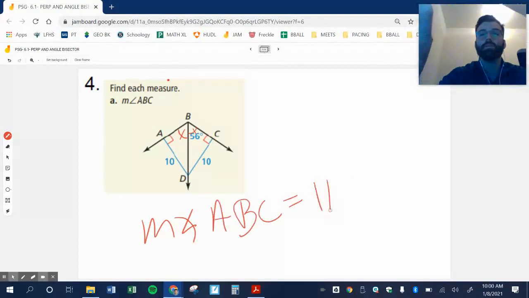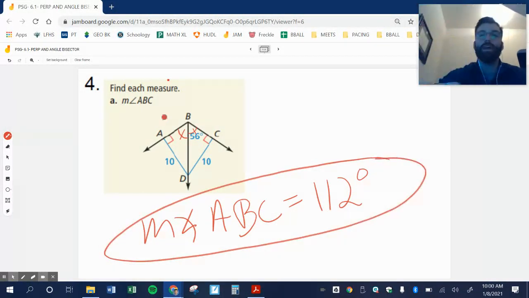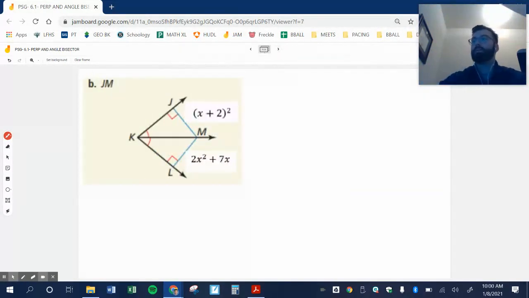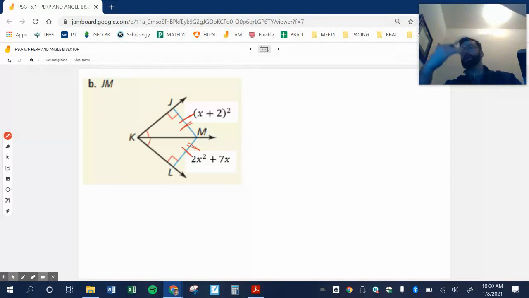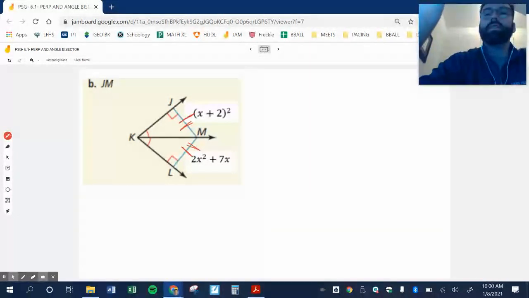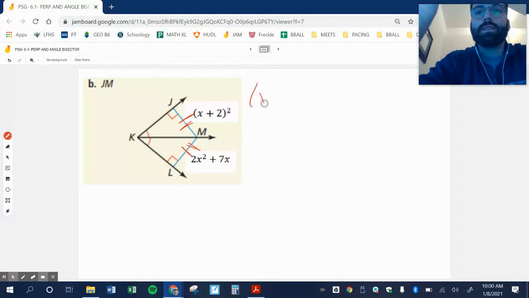Now, this only works if I have congruent segments and right angles there. Let's talk about the flip of this. I have two congruent angles and two right angles. Then that means that these segments are congruent. If they're congruent, I can set them equal to each other. There's a reason I chose this problem: we want to review x plus 2 squared and how we tackle that.